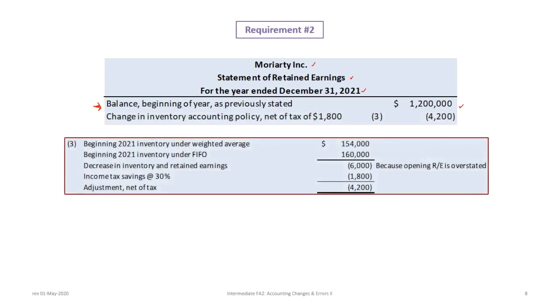Our first change is going to be related to the change in accounting policy. Recall that under weighted average, it should be $154,000. Under FIFO it was $160,000. That resulted in a $6,000 decrease in retained earnings and inventory because opening retained earnings is overstated. That $6,000 adjustment times 30% for income tax is $1,800. So we will deduct from beginning retained earnings $4,200 due to the change in accounting policy.